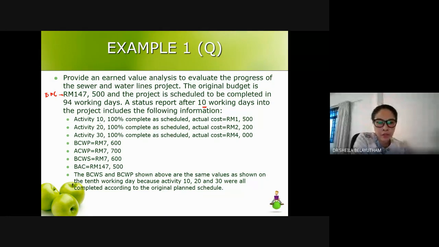You have activity 10, 100% completed as scheduled. You have activity 20, 100% completed with the actual cost. You have activity 30, 100% completed as scheduled with the actual cost.